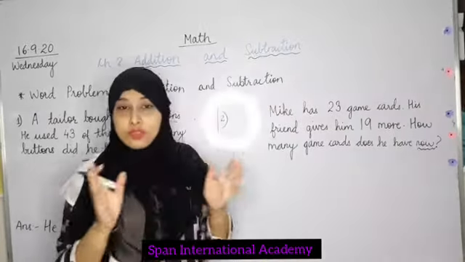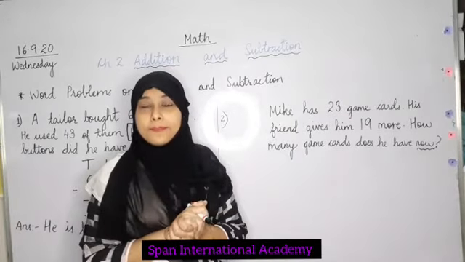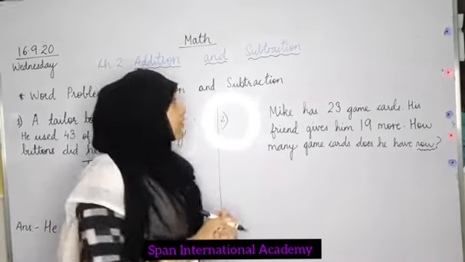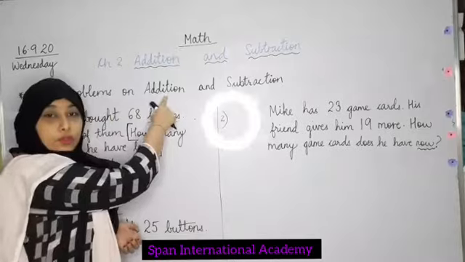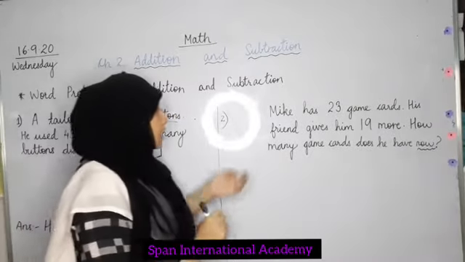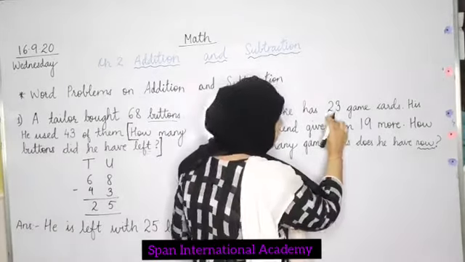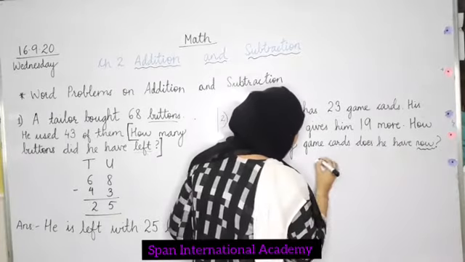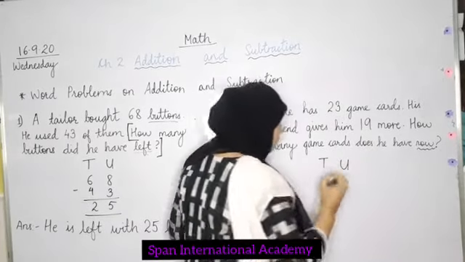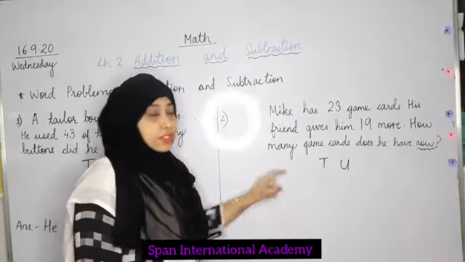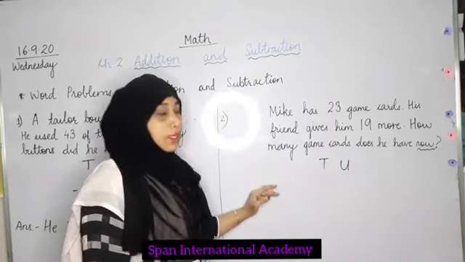Are we going to subtract in this sum or are we going to add? Yes, you are right. We have to add. We have to do addition in this sum. So let's solve. 2-digit numbers. I will write T and U. That is the place value. T for tens, U for units.